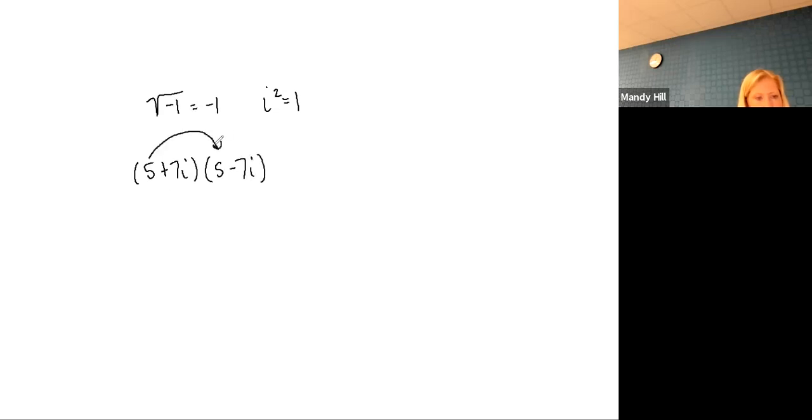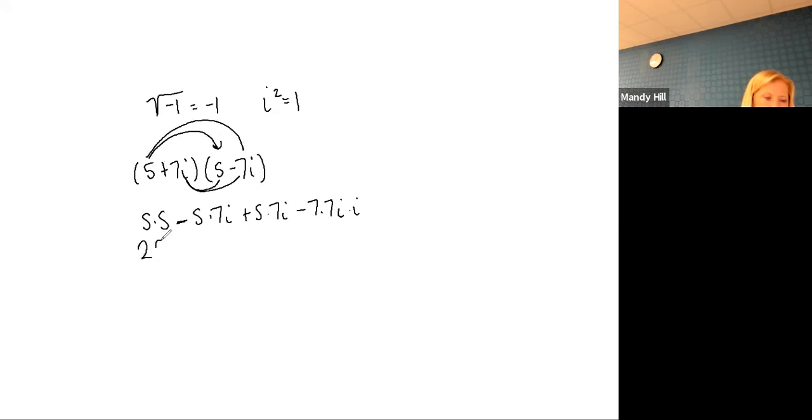So we're going to multiply 5 times 5. First, outer, this is a negative 7, so this is going to be a positive times a negative. So it's going to end up being a minus 5 times 7i, plus 5 times 7i. And positive times a negative is going to be minus 7 times 7, i times i. So we've got 25 minus 35i plus 35i minus 49i squared.